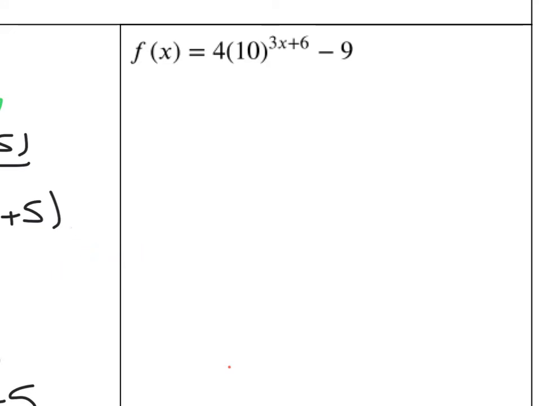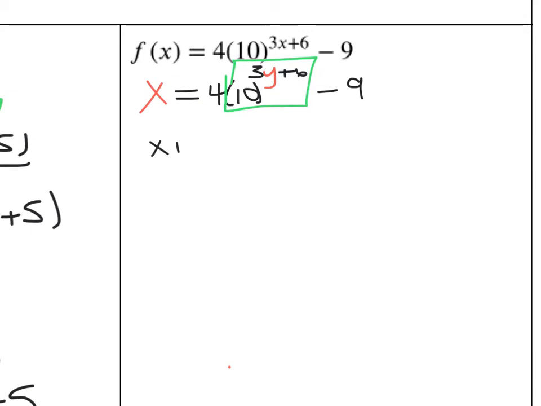Now I have an exponential, so I know my answer should have a log. So my first step is to switch x and y. Copy down everything else. 4 times 10 to the 3y plus 6 minus 9. And we need to isolate our base. So my two steps are going to be to add 9, so x plus 9, and divide by 4. I'm just doing that all at once. Hopefully you're okay with that.